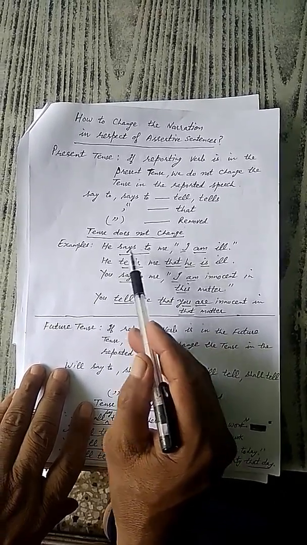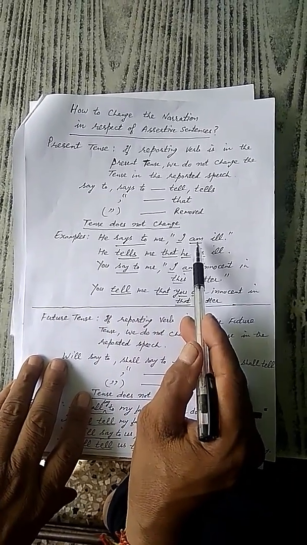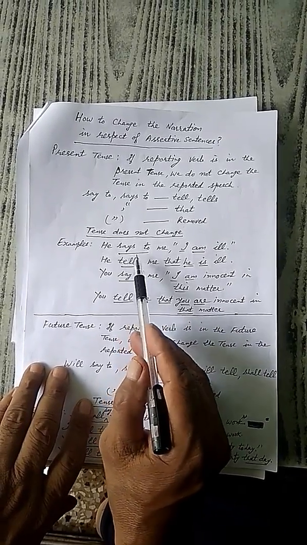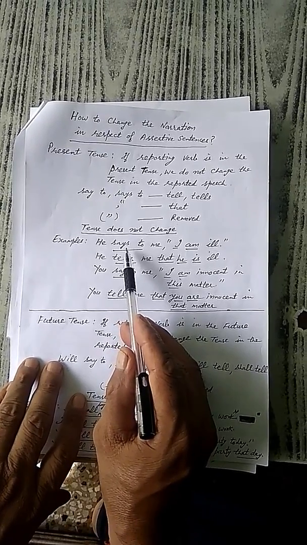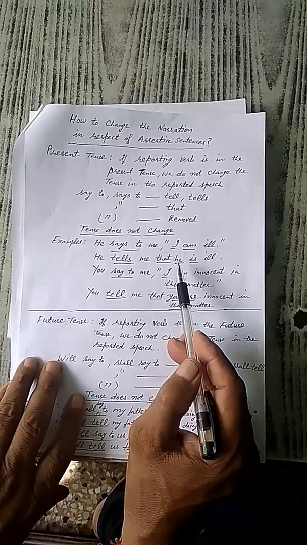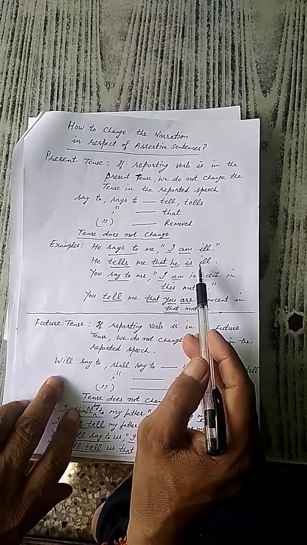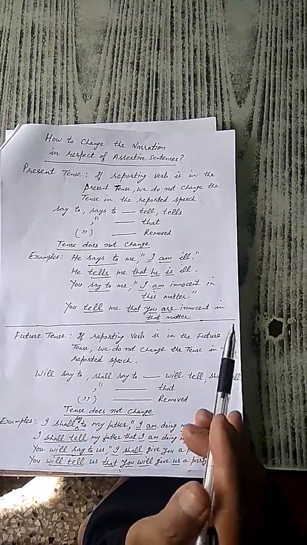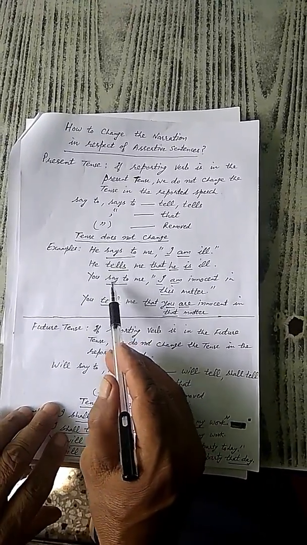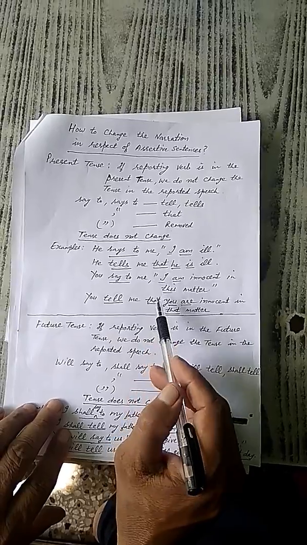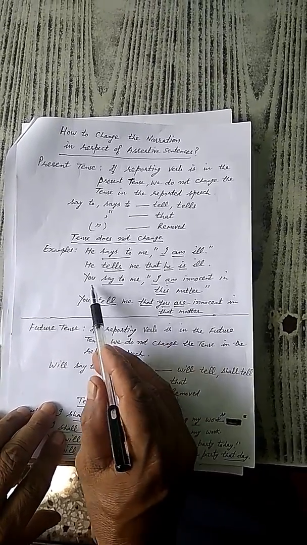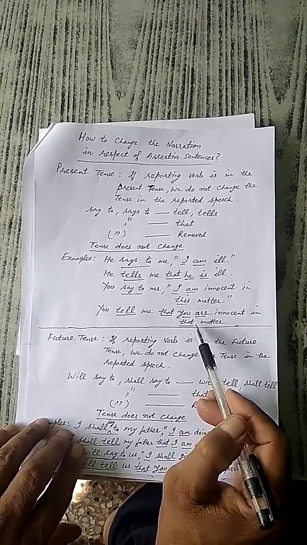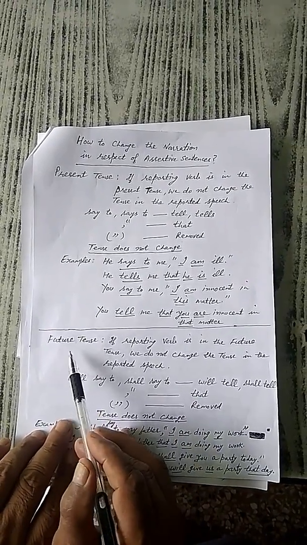I, first person into subject, he. Verb or tense will not change. He is ill. Because the reporting verb is in the present tense, we shall not change the tense into past in the reported speech. He tells me that he is ill. You say to me, I am innocent in this matter. Say to, tell, you tell me. After removing the commas, that. First person changing into subject, you are. Tense will not change. Innocent in that matter. This changes into that.